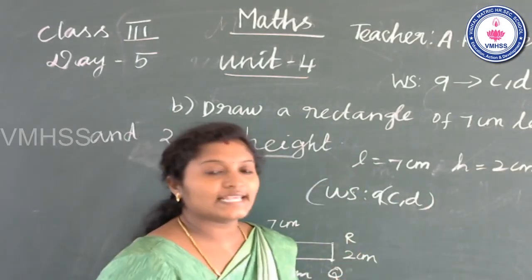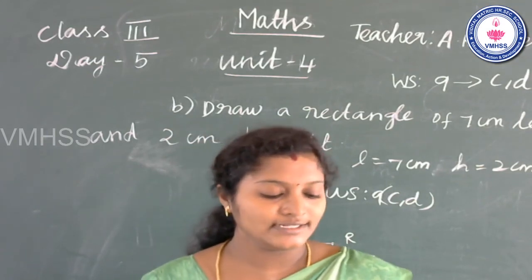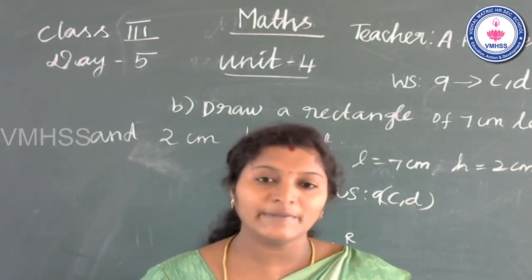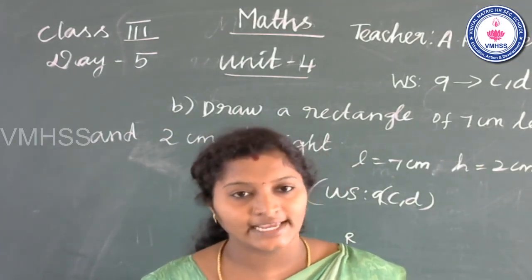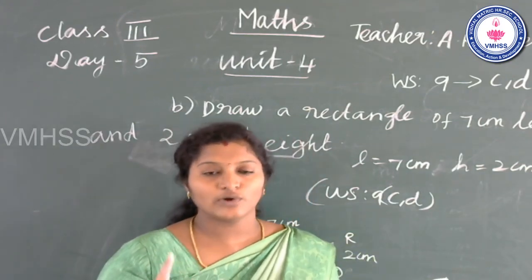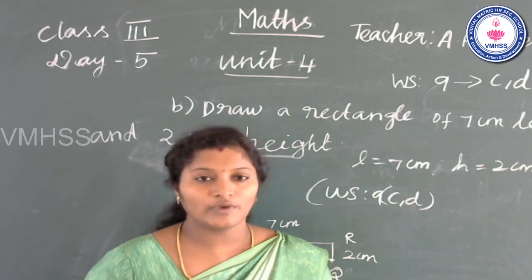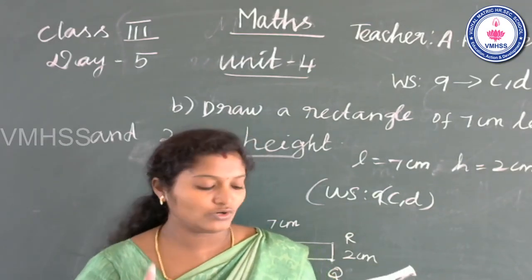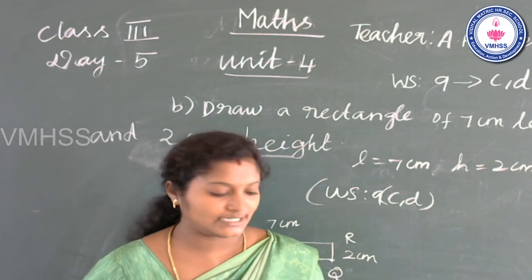So what is the C sum? Draw a square of 4 centimeter length on each side. Using a ruler and set square, draw a square of 4 centimeter. So this is the first sum for homework.